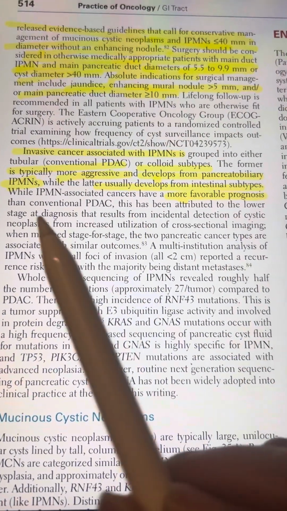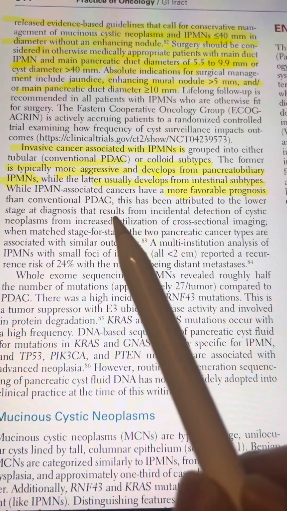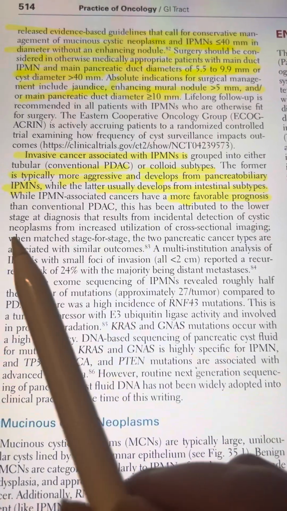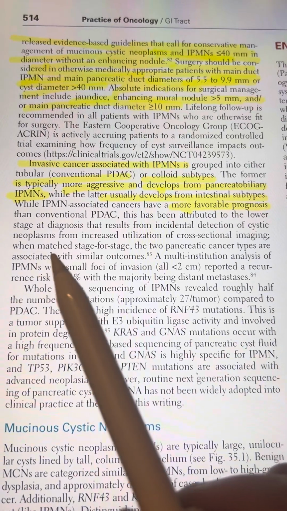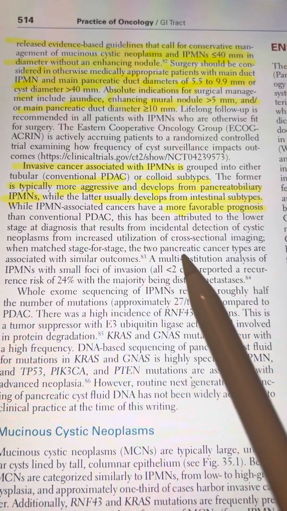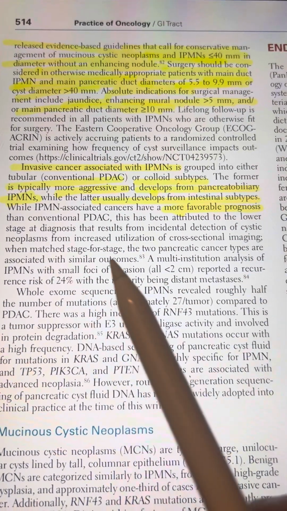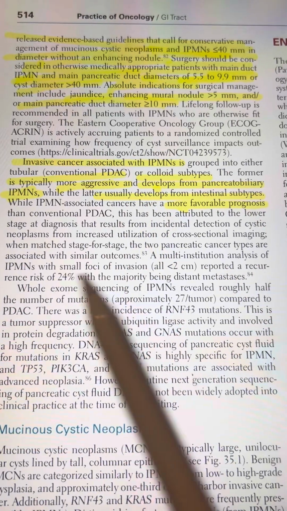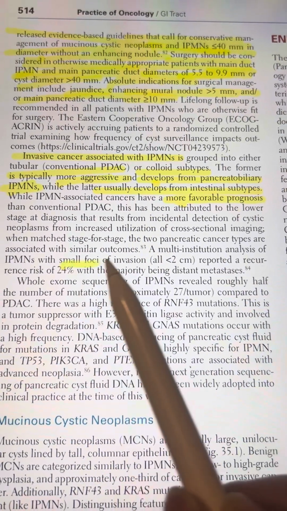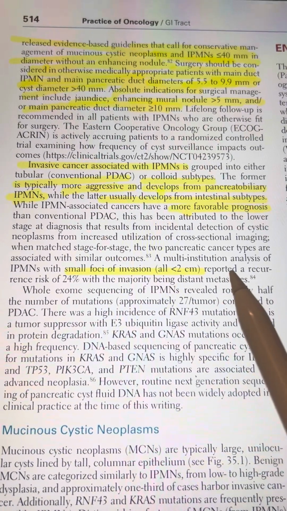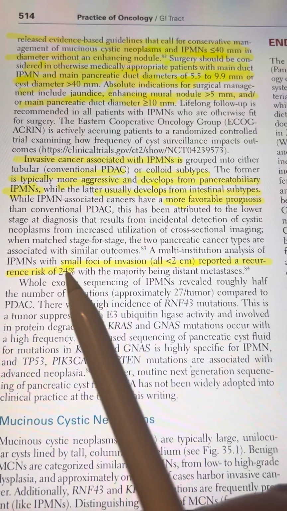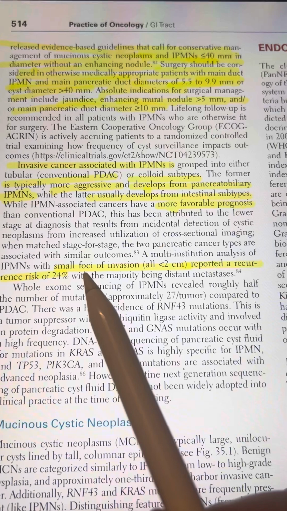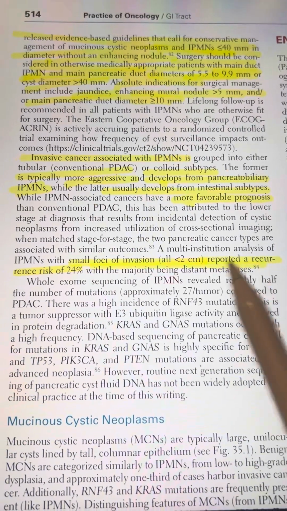This has been attributed to a lower stage at diagnosis that results from incidental detection of the cystic neoplasm from increased utilization of cross-sectional imaging. When matched stage for stage, the two pancreatic cancer types are associated with a similar outcome. A multi-institutional analysis of IPMN with small foci of invasion less than 2 centimeters reported a recurrence risk of 24%, with the majority being distant metastases.